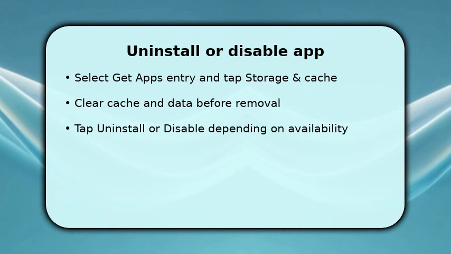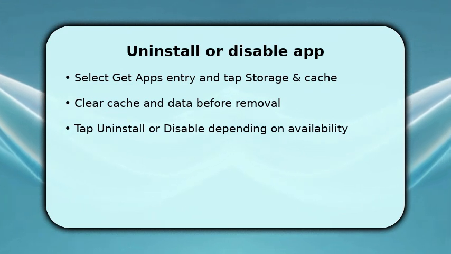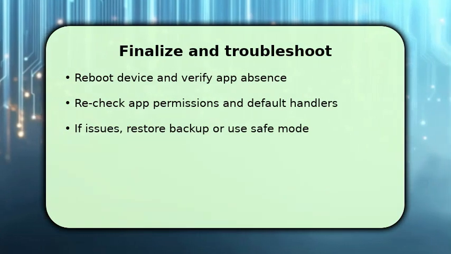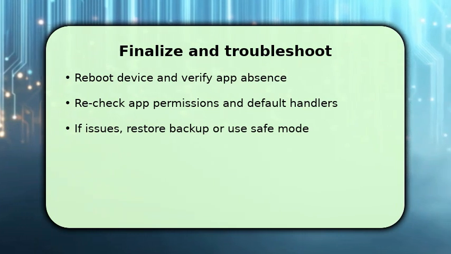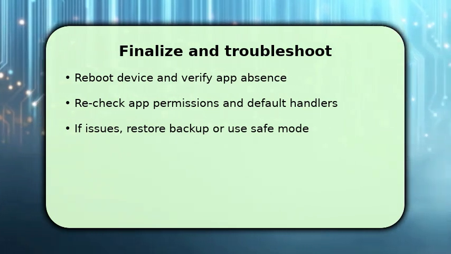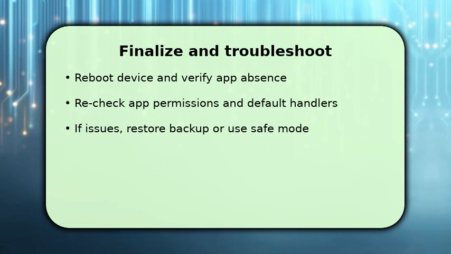You finish by rebooting the device and confirming Get Apps no longer appears in your app drawer or settings. Make sure default handlers and permissions previously tied to the app are reassigned or cleared.